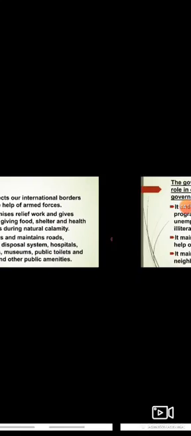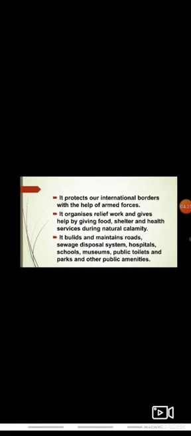It maintains peaceful relations with neighboring countries. So it is the duty of the government to maintain peaceful relations with our neighboring countries. It protects our international borders with the help of armed forces. Not only does it maintain relations with the neighboring countries, but it also maintains effective talks regarding the international borders with the help of the armed forces.